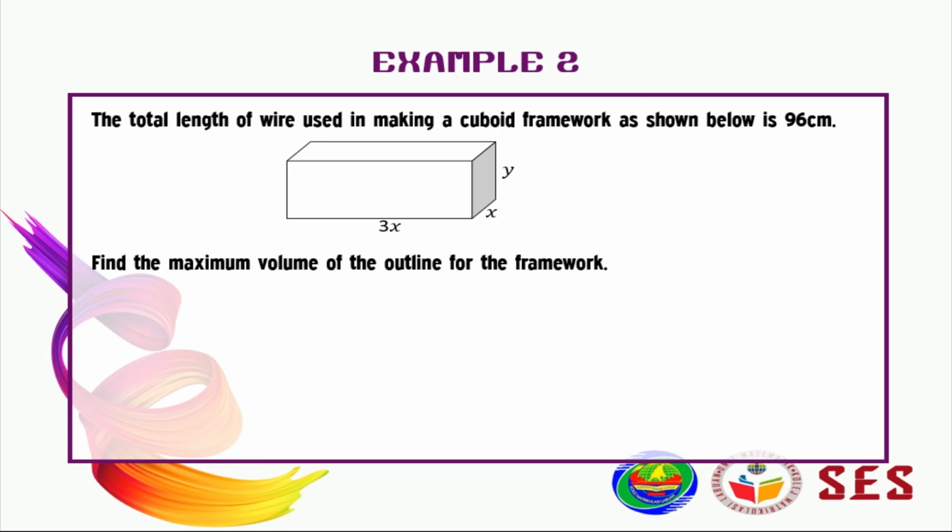Okay, so example 2. The total length of wire used in making a cuboid framework as shown below is 96 cm. So find the maximum volume of the framework. So the total length of wire is 96 cm and you need to find the maximum volume. I'm going to leave you this example as a try out. So try this on your own time and come back to see my next video.